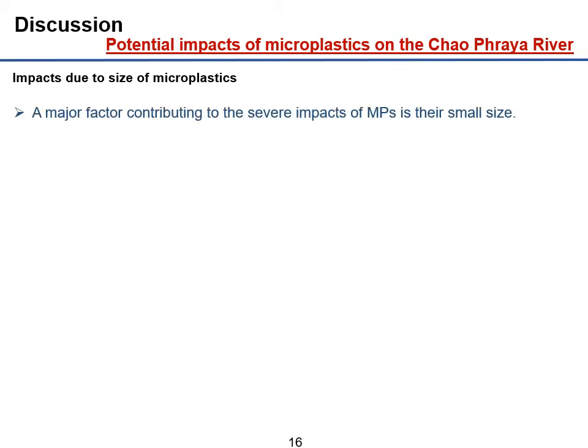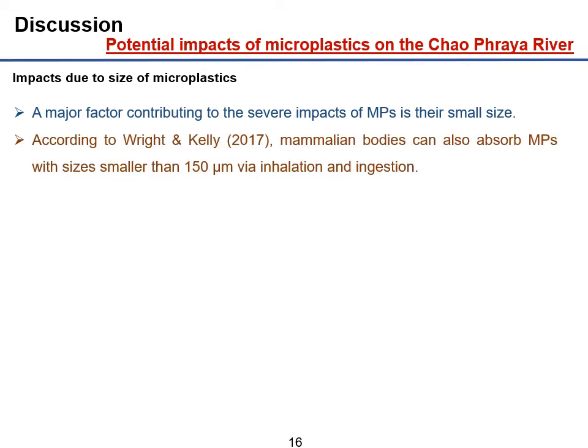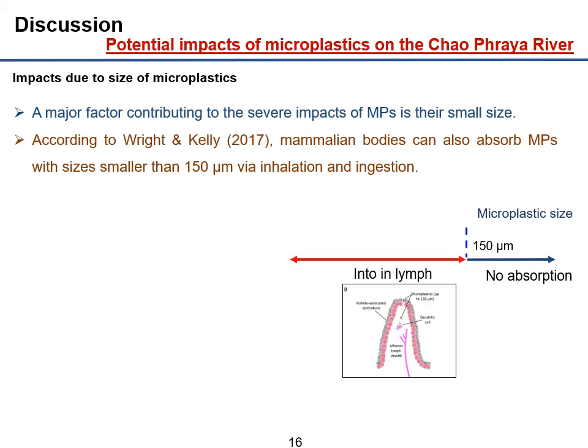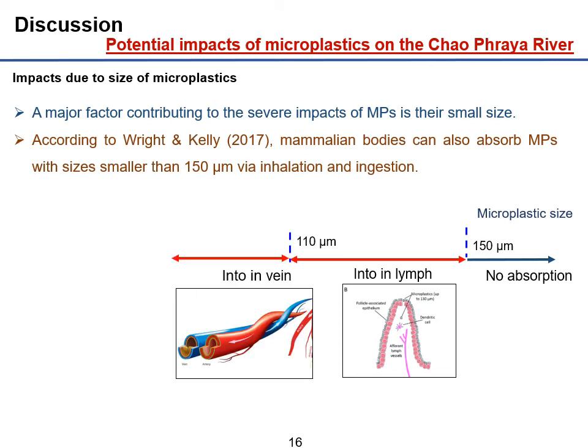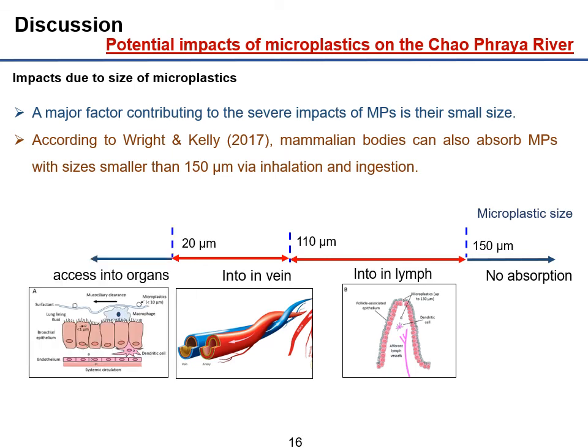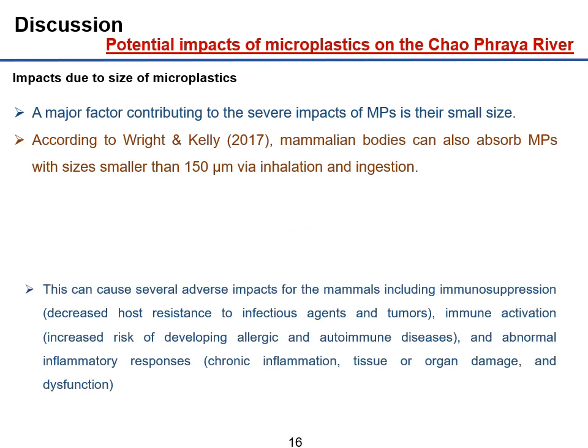A major factor contributing to the severe impact of microplastics is their small size. According to a study by Warwick and Kelly, the mammal body can absorb microplastics with a size smaller than 150 micrometers. So we can see here, if the size is bigger than 150, there is no absorption into the mammal body. But if the size is from 110 to 150 micrometers, it can go into the lymph system. And the ones from 20 to 150 can go into the blood vein. And if the size is smaller than 20 micrometers, the microplastics can access the organs. And in the Chao Phraya River, we found microplastics with the size from 53 to 150 micrometers. So this can cause severe impact to the mammal body.